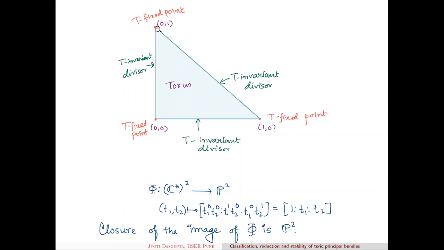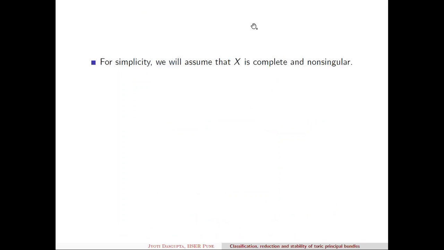And in fact, the vertices of this polytope will correspond to the T fixed points in P2. Edges will correspond to the divisors, and here it corresponds to the torus. So for us, for simplicity, we'll always consider that our toric varieties are complete and non-singular.